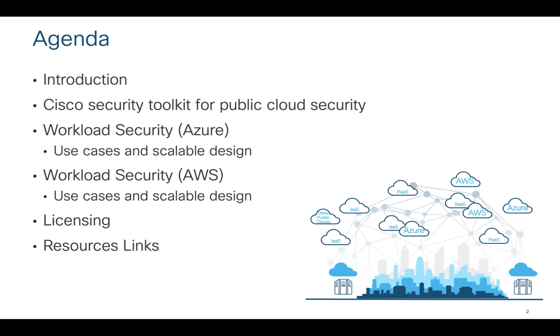Then I will deep dive into workload security in Amazon and Azure, where I'll talk about use cases and scalable models. The scalable model is really important to understand, because when you move your workload into cloud, you may be deploying it with a load balancer so that your workload can scale whenever required. I have something on the same topic where you can scale your network firewalls as well, where you can have a load balancer sandwich design.